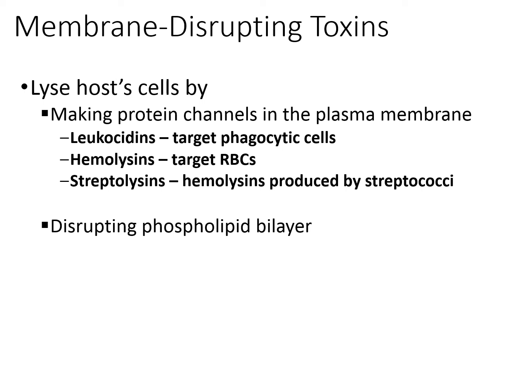Leukocidins and hemolysins are both produced by staphylococcal cells like Staphylococcus aureus and by streptococcal cells. Streptolysins, this is a third group of membrane disrupting exotoxin, but it's only produced by streptococci. And your streptolysins are actually a class of hemolysin.